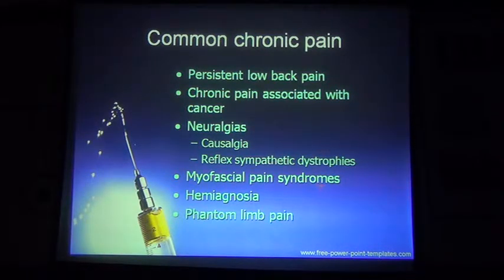Myofascial pain syndromes. Hemiagnosia, where the patient will not be able to describe what material or object is there in the hand. Phantom limb is where, after an amputation, the patient feels there is still a limb existing.